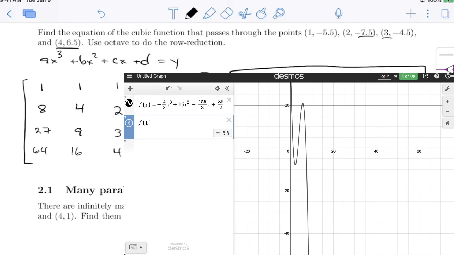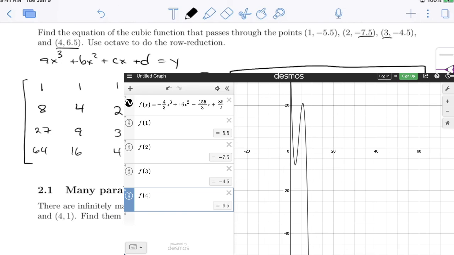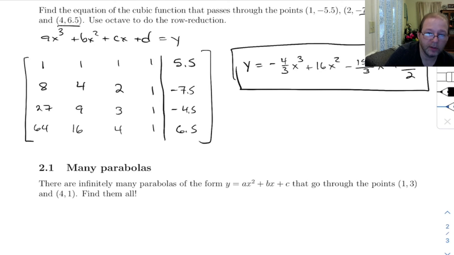f of 1 is 5.5. f of, if I put in 2, I should get negative 7.5. f of 3 should give me negative 4.5, and it does, and f of 4 should be 6.5. All right. So we can double check it, and we get that this is our answer.